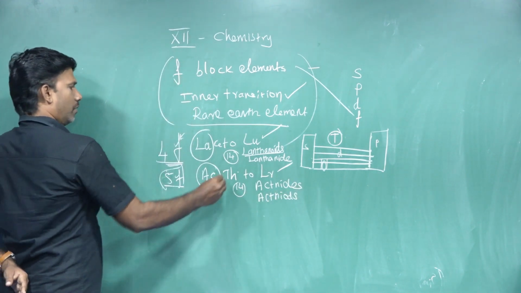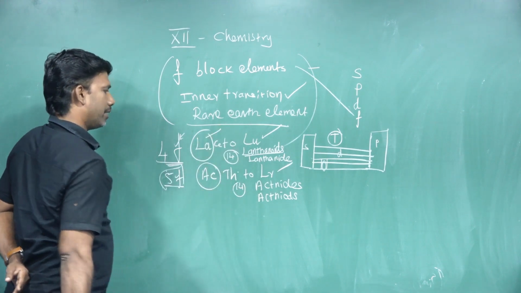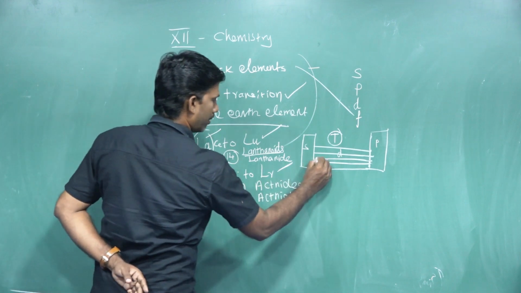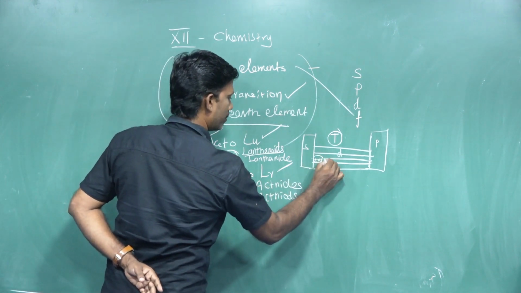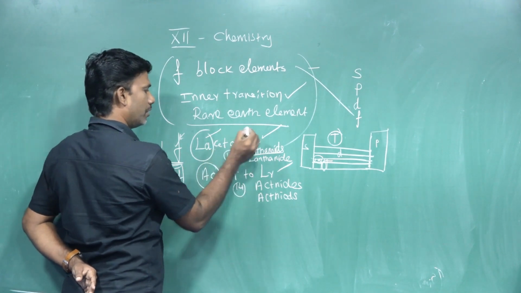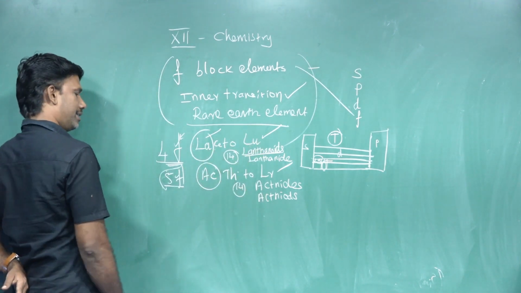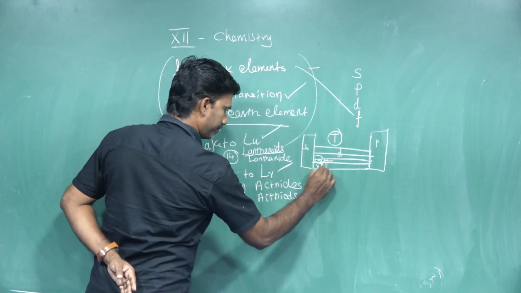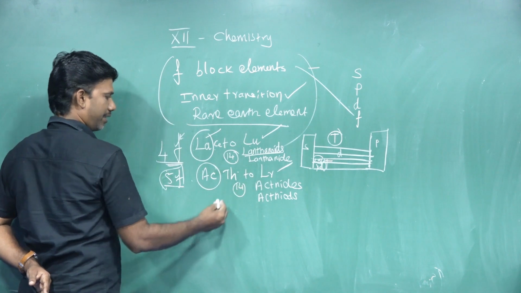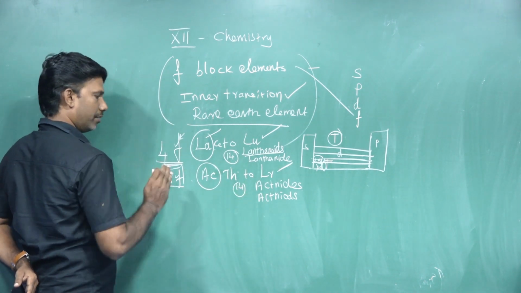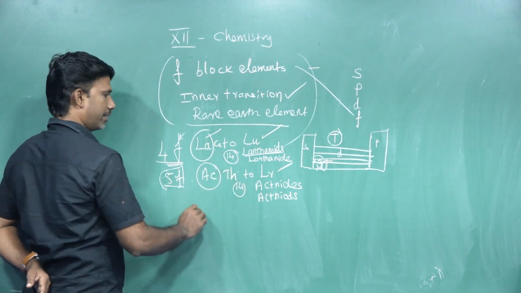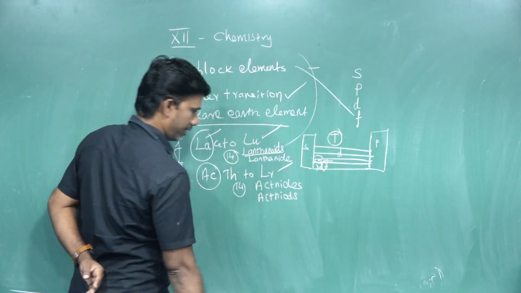Why, sir, is lanthanum a d block element, and why are you saying lanthanides? This is after lanthanum: after lanthanum, 14 elements start, so they are called lanthanides, cerium to lutetium. Likewise, actinium is a d block element. After actinium, 14 elements have similar properties. In all 14 elements, the last or differentiating electron enters into the f orbital, so they are called actinides.